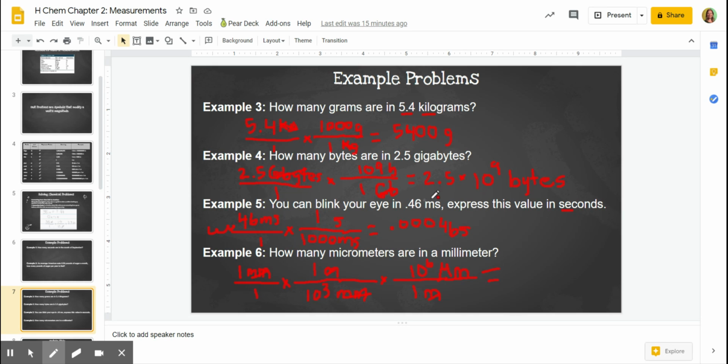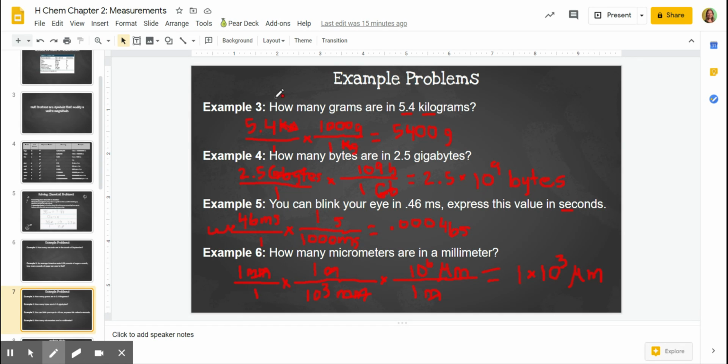And just like I did something tricky up here, 10 to the 6th over 10 to the 3rd, when you have an exponent on top and an exponent on the bottom, you subtract the bottom from the top. So it would be 6 minus 3, which is 3. We have this 1 over here. 1 times 10 to the 3rd power micrometers. And that is my final answer.